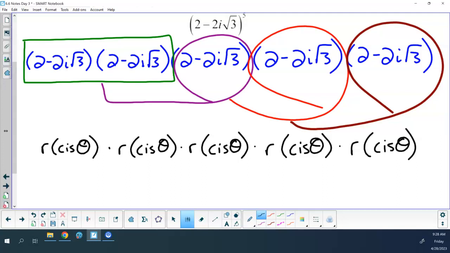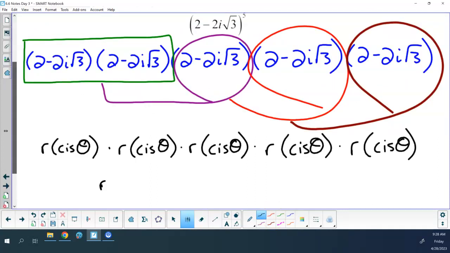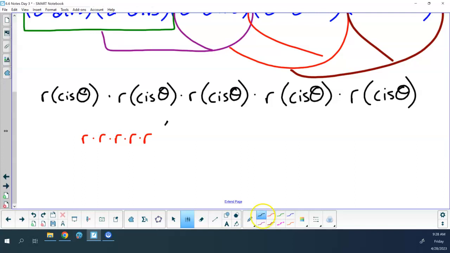Because what do we do when we multiply them in trig form? We learned this yesterday. We multiply all of the r values, right? So then this would become r times r times r times r times r there. And then we would do theta plus theta plus theta plus theta plus theta.